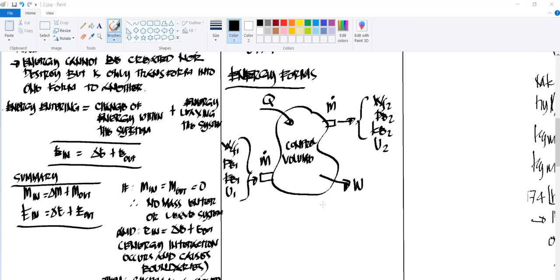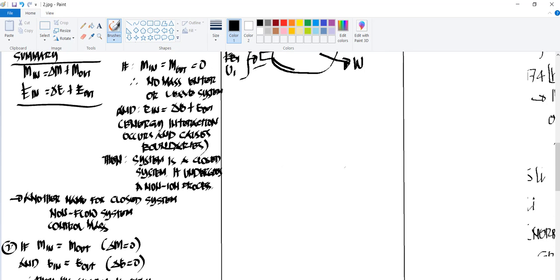So let's go to the energy forms. This is your control volume. We have workflow 1, potential energy 1, kinetic energy 1, internal energy 1. Then we have your mass flow rate entering the control volume and your mass going out of the control volume. Then we have workflow 2, potential energy 2, kinetic energy 2, and internal energy 2. Then you have a supplied heat and you produce work.